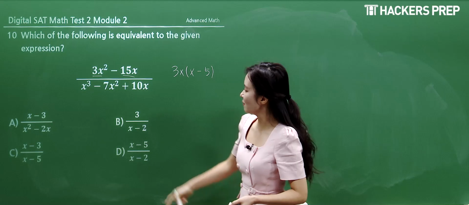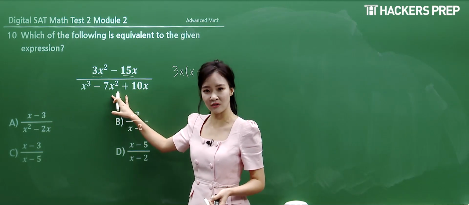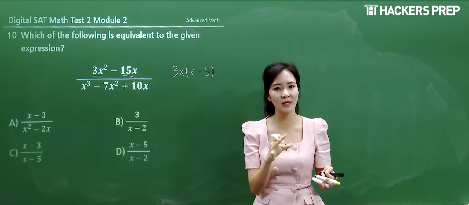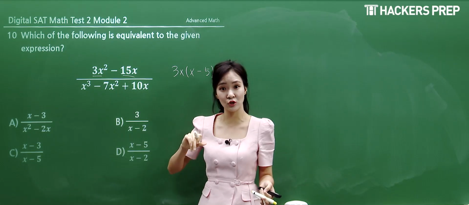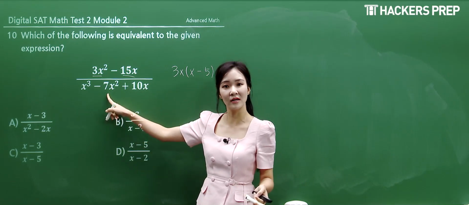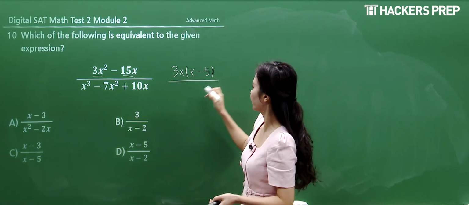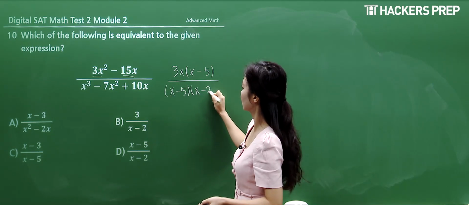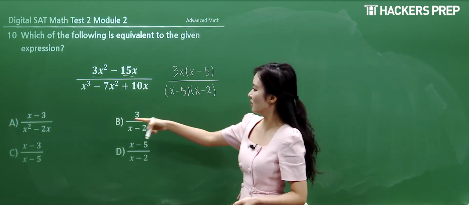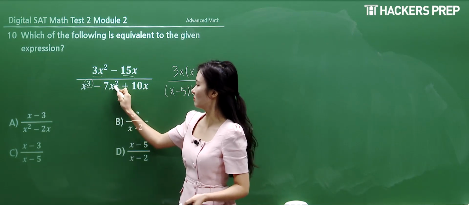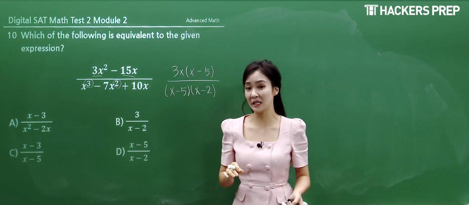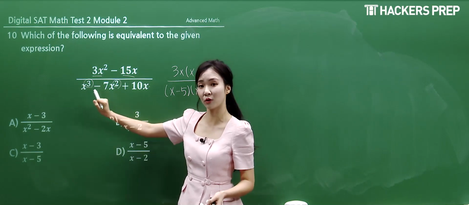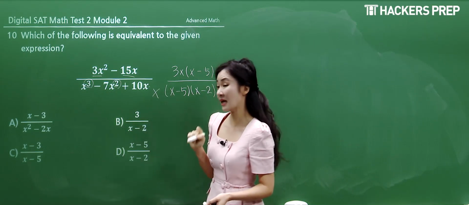Great. And then for the bottom, let's think about whether we can factor this. I'm thinking of the combination of factors for 10, 5 and 2, because then I could get the sum of 7. Okay, but just as a caution, we're actually dealing with x cubed, or x to the third power. So I'm just going to take out x here.